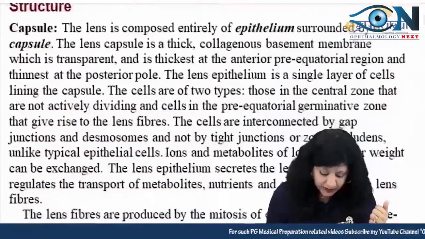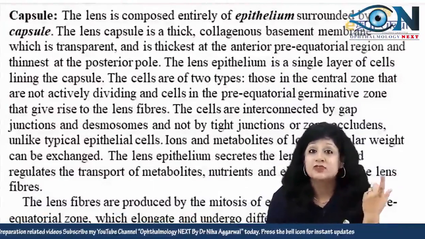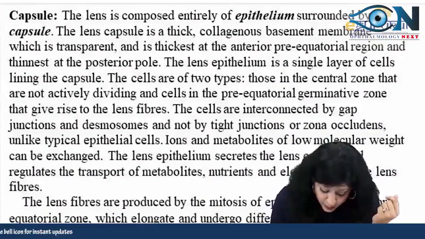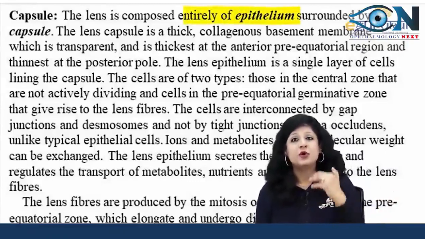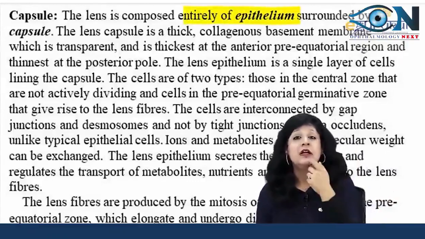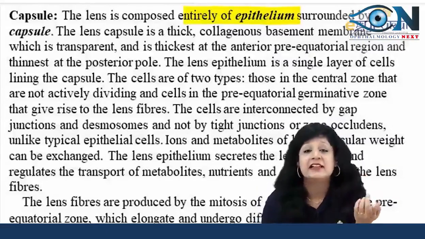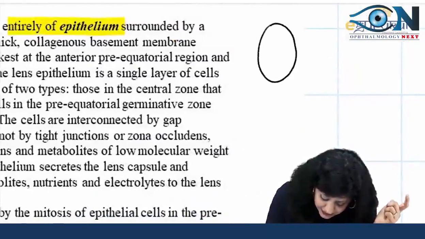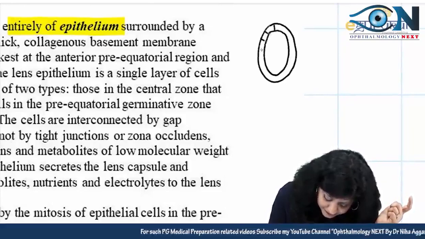Alright, now coming to the structure, the anatomy, physiology and biochemistry of the lens. Talking about the structure of the lens, first starting with the lens capsule. The lens is composed entirely of epithelium surrounded by a capsule. If you remember the embryology part, the lens came from the lens vesicle. Do you remember that? It was something like this, the lens vesicle, and this lens vesicle consists of a single layer of epithelial cells, something like this.